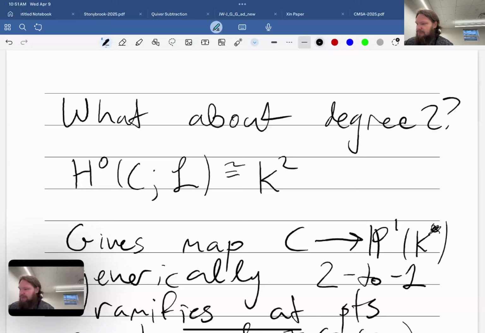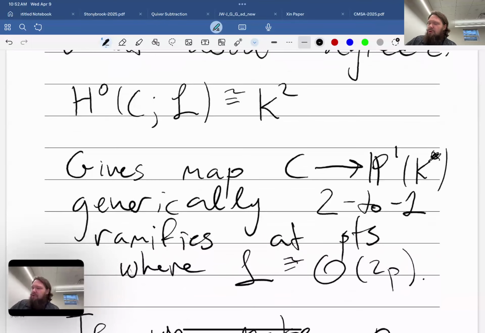So that 2-dimensional space of sections will give me a map to P1 over my field.